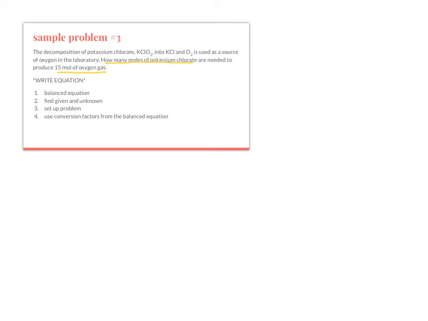Okay, so first things first, we have to write our equation. It says the decomposition, and I hope we remember that the decomposition means it starts as one reactant and then decomposes into two products. So we have KClO3 yields potassium chloride plus oxygen gas.